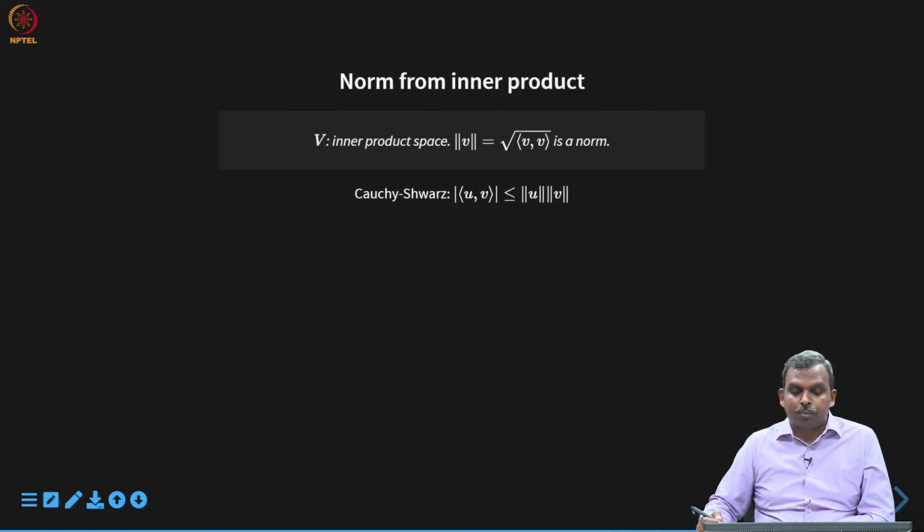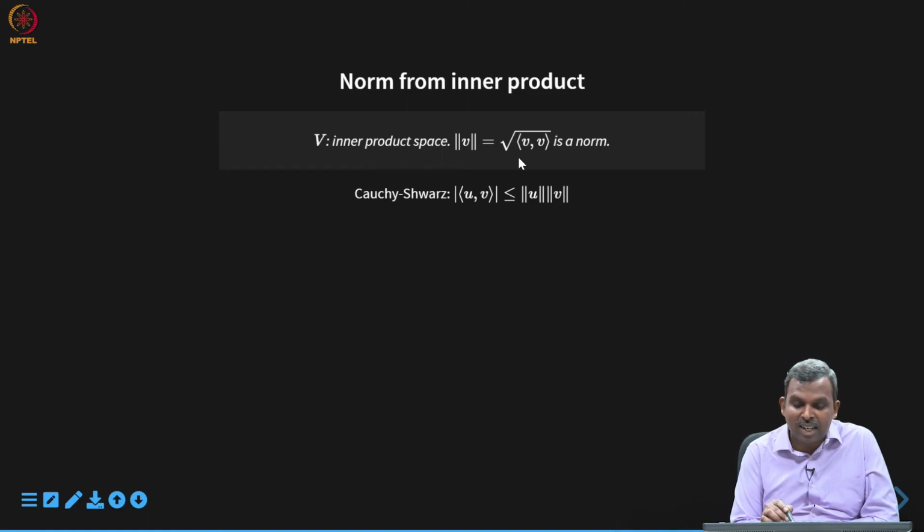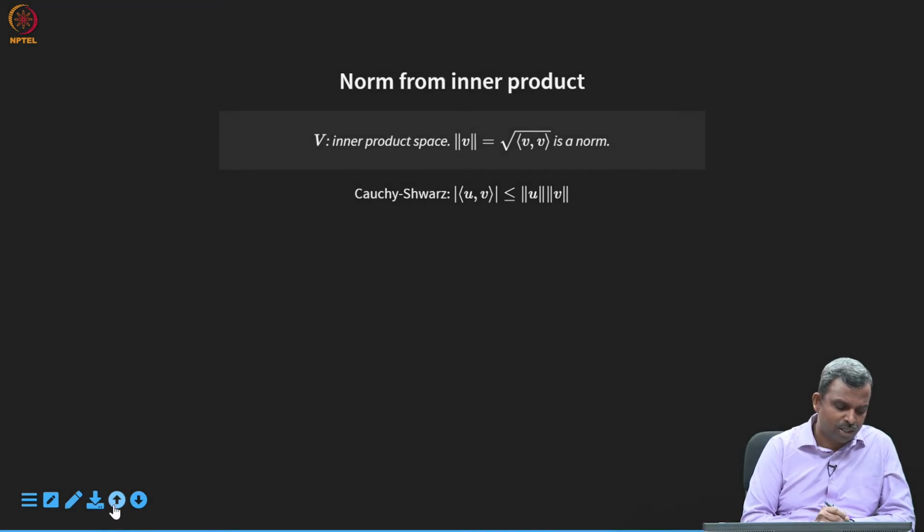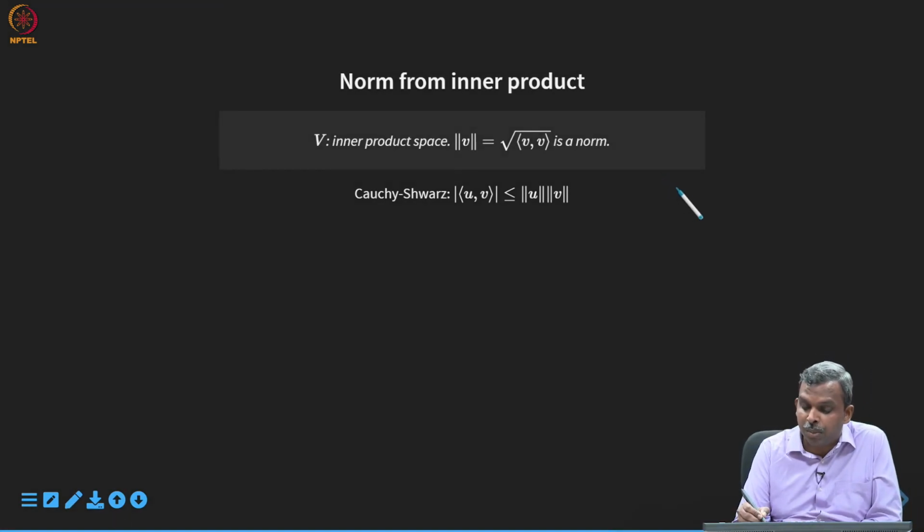So for us, the most interesting norm is a norm that comes from an inner product. We have seen this before in the case of dot product and length. Supposing you have an inner product space, it turns out the square root of the inner product v comma v is a norm, a valid norm. This is a nice definition to have, because we can simplify the way in which we wrote down the Cauchy-Schwarz inequality. In fact, you can also simplify the way in which you wrote down the orthogonal decomposition.